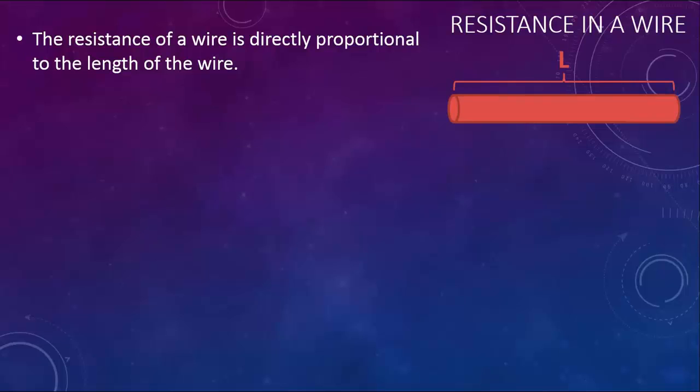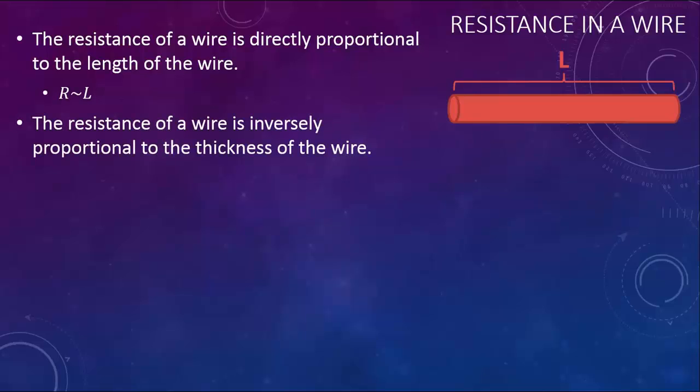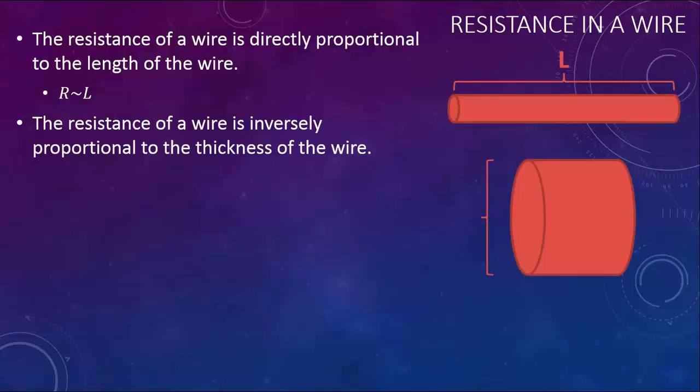Think about it like this. It's harder for electrons to get through a long wire than it would be for them to get through a short wire. The resistance of a wire is inversely proportional to the thickness of the wire. The thicker the wire, the easier it is for electrons to flow.